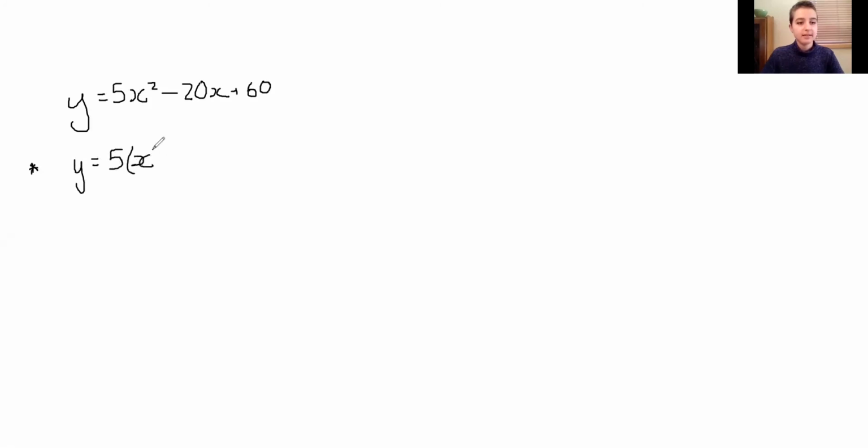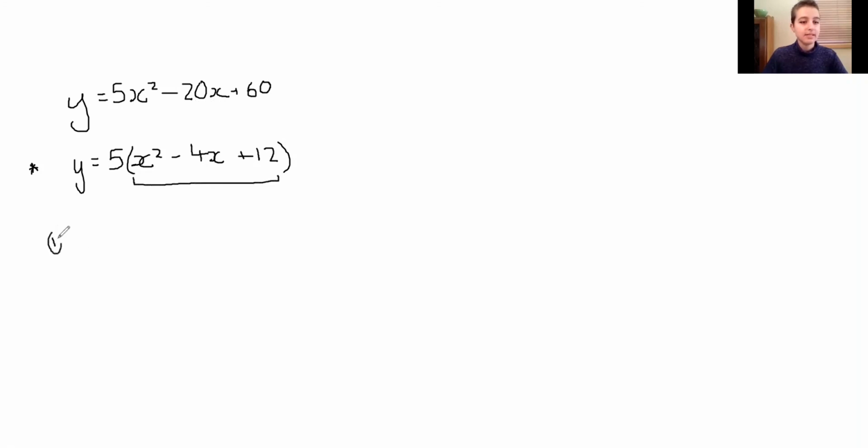So that becomes x squared minus 20 divided by 5 is minus 4x. And then plus 60 divided by 5, so this becomes 12, all in brackets. So it's the same equation, just in another form. We've taken that 5 out, and then we just complete the square with this inside function.